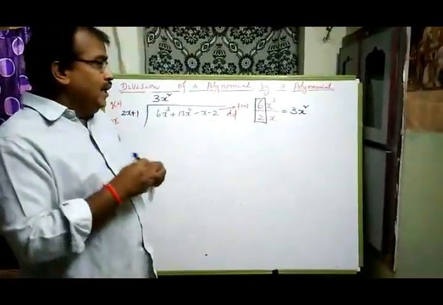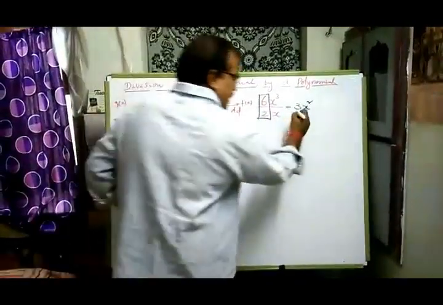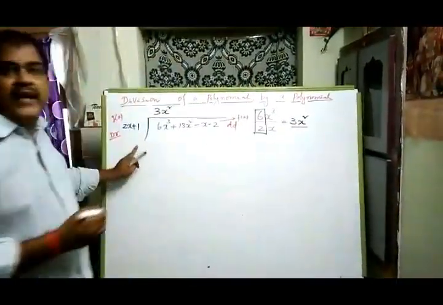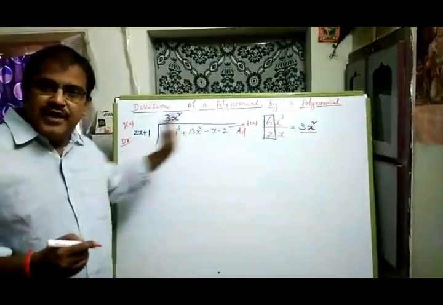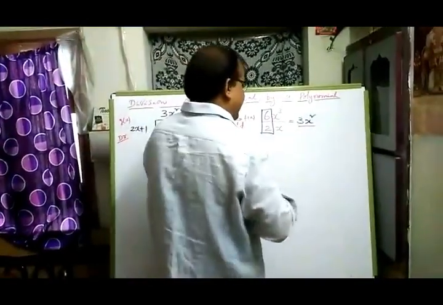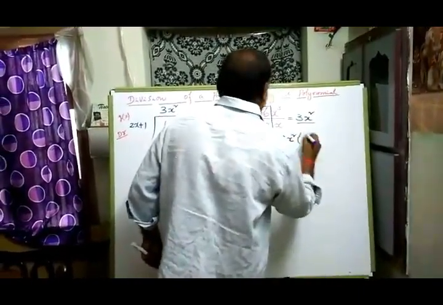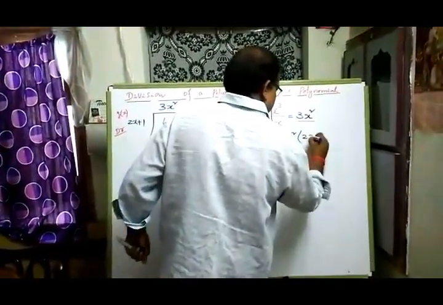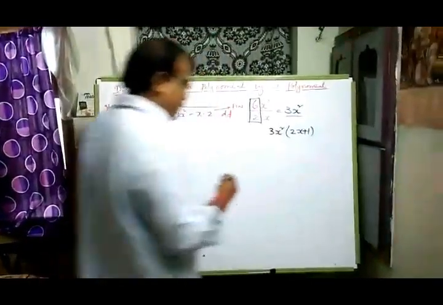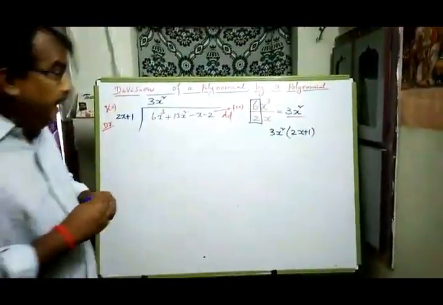Now this partial quotient, 3x square, is multiplied into the divisor. What is the divisor? 2x plus 1. Now I am going to multiply.